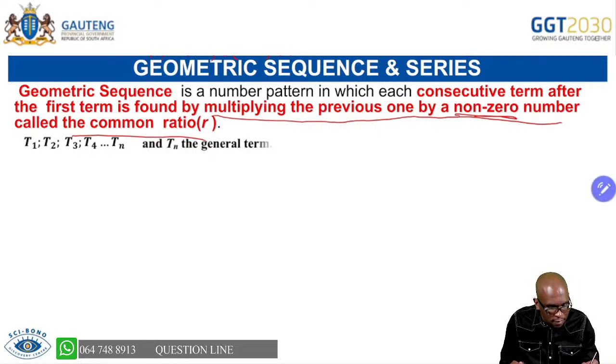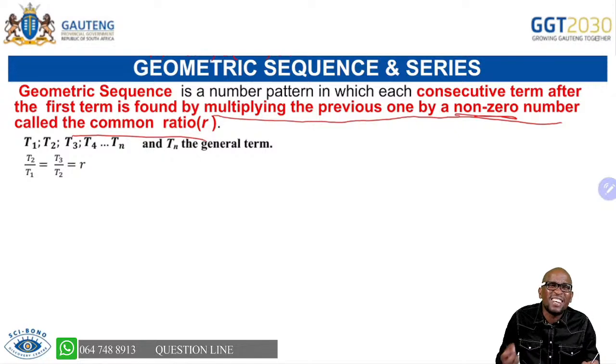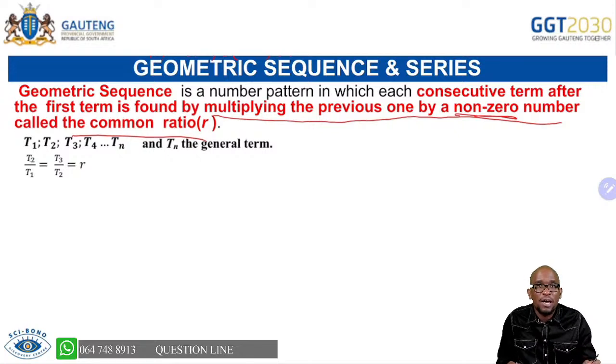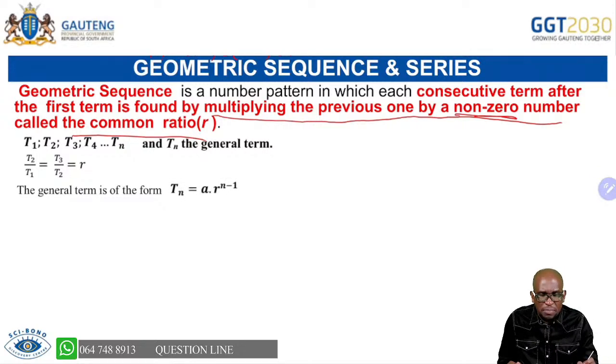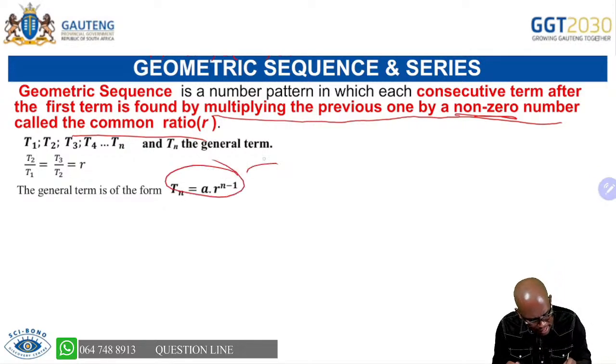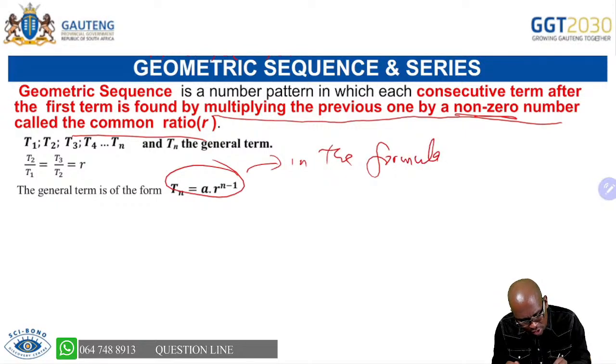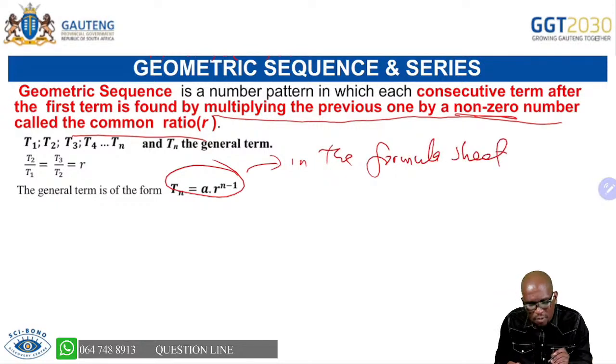So if you have that as your terms, then in order to get the ratio itself, you divide T2 by T1, you divide T3 by T2, and so on. The general formula is in that particular form. Remember, this is contained within our formula sheet.